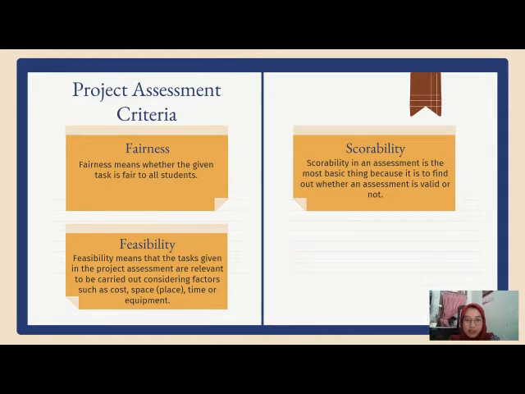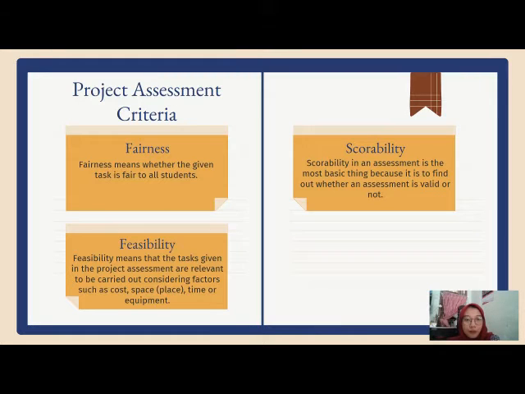Next is fairness. Fairness means whether the given task is fair to all students. So, the task must be considered on whether all students can do the assignment or not, with the consideration that the abilities of each student are different and varied.